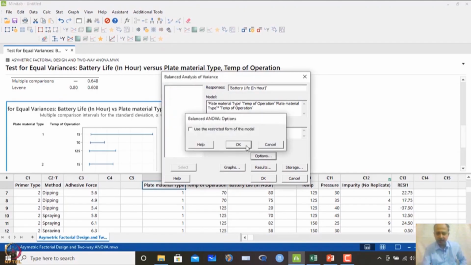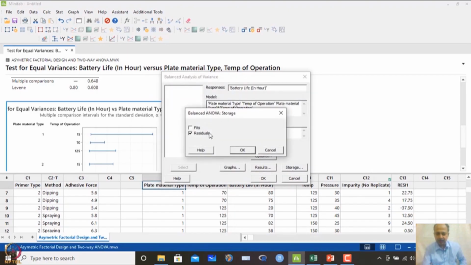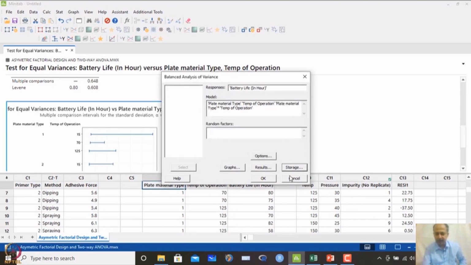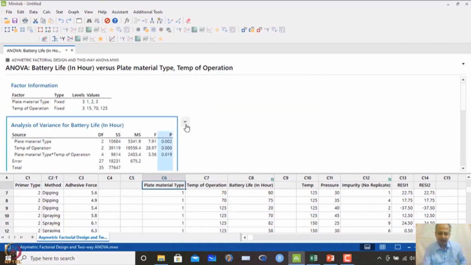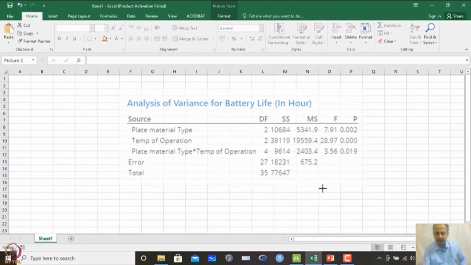In options I do not have to do anything, and in graphs we can see the normal plot and the residual plots versus fit. In storage, what we can do is save the residual, and then click OK, and we can see the ANOVA analysis that is given over here. In this case I will copy this and take it to Excel, enlarge it, and see what the result outcome is.